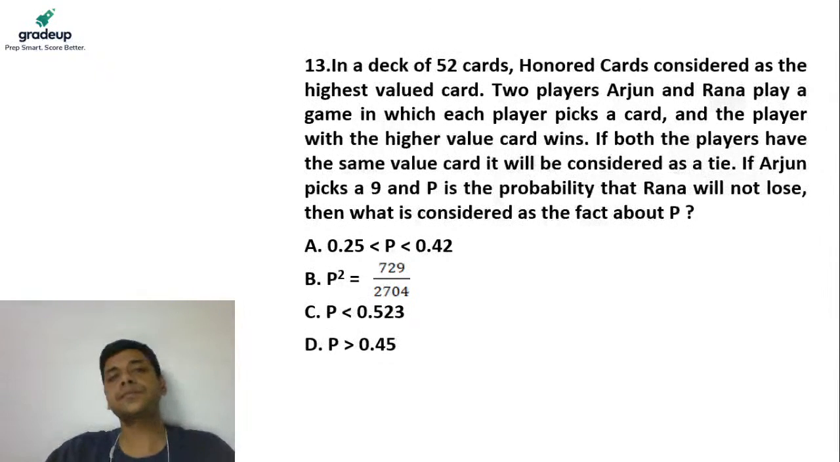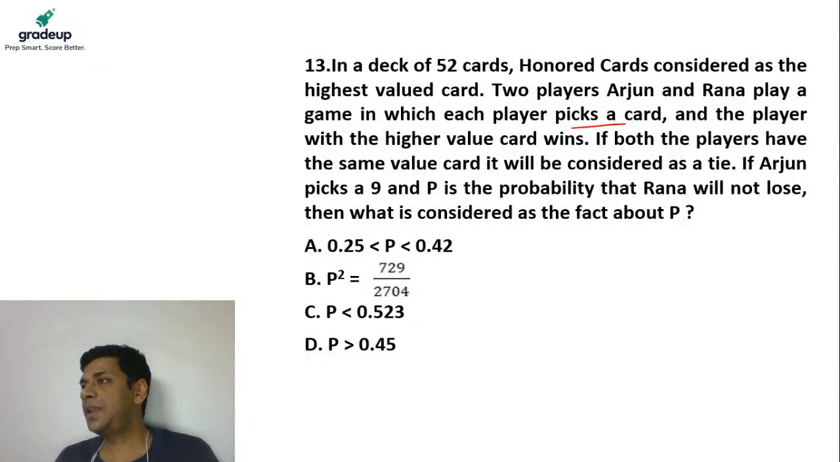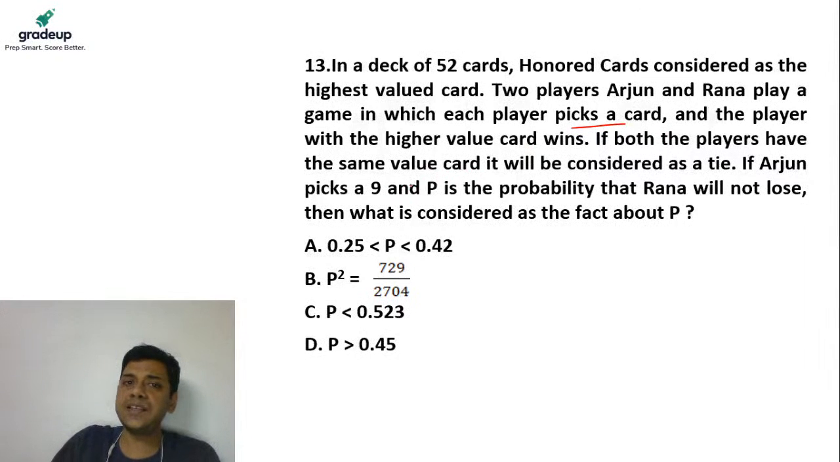Question is, in a deck of 52 playing cards, ace is considered as the highest valued card. Now two players, Arjun and Rana, play a game in which players pick a card and the player with the higher value wins. Okay, so let's say you and me are playing, so whoever has a higher value card will win. But if two players have the same value card, it will be considered a tie. Otherwise, whosoever has a higher value card will win the game.